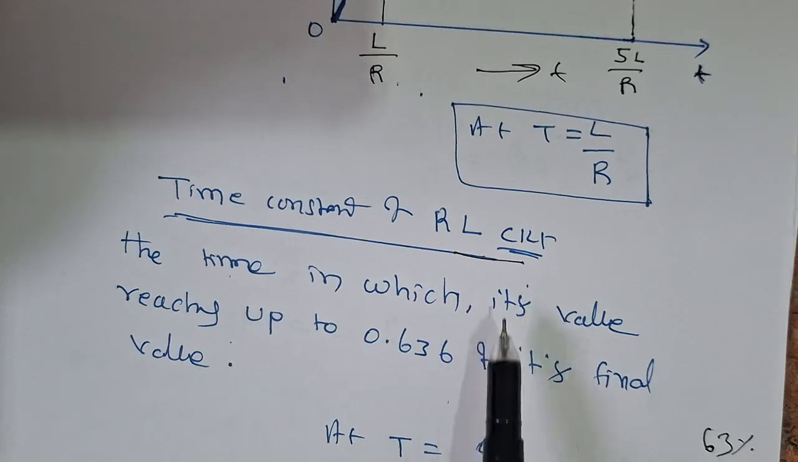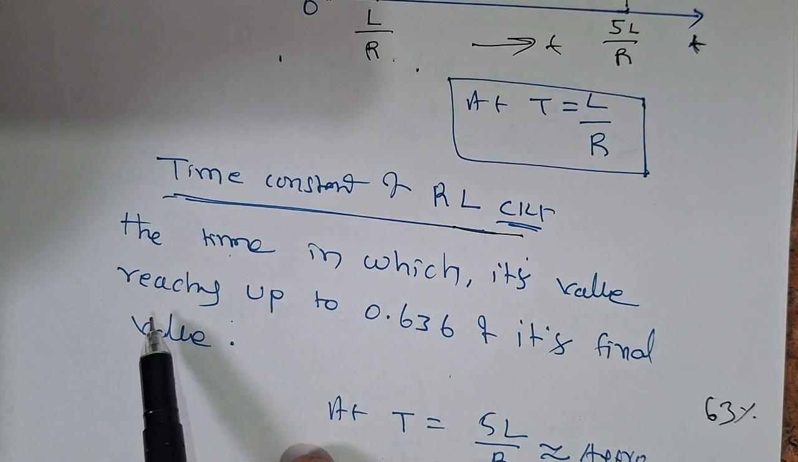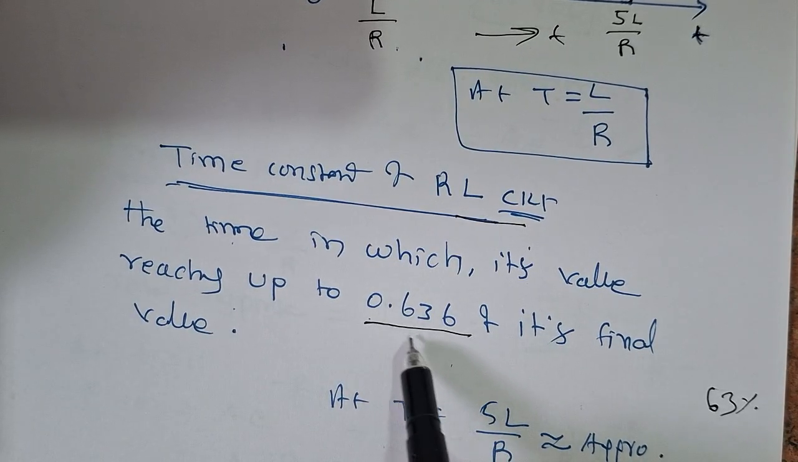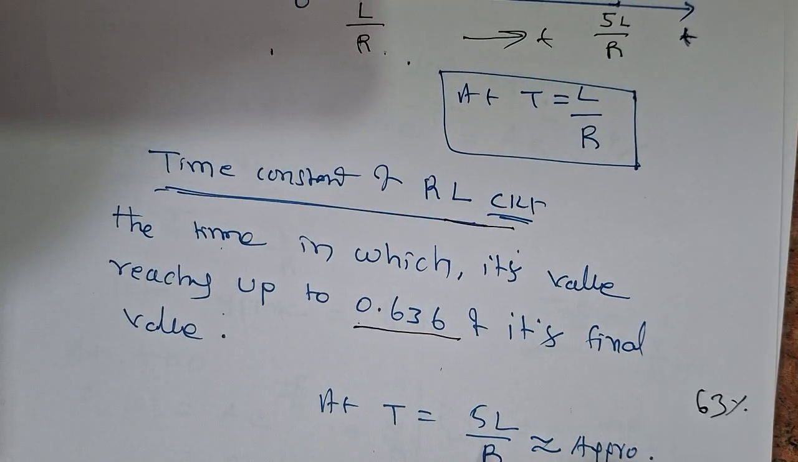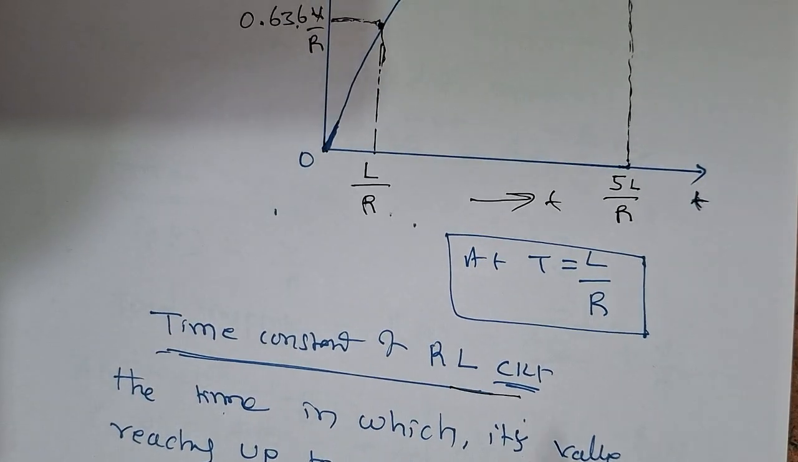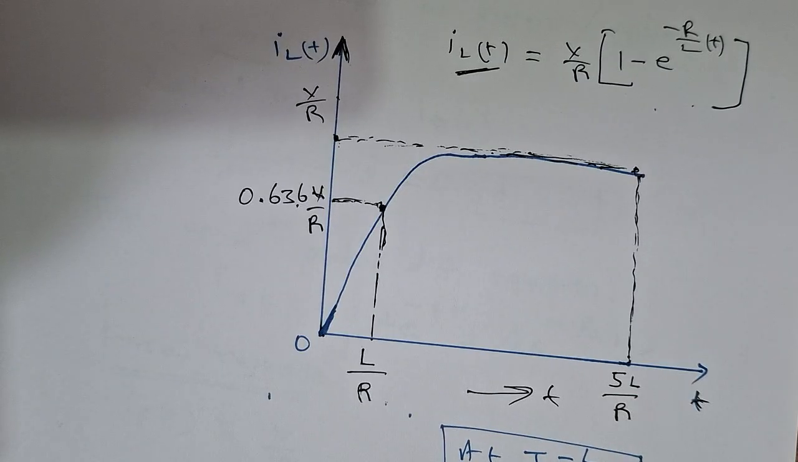Time constant of the RL circuit is equal to the time in which its value reaches up to 63 percentage, or 0.636, of its final value. This is called the time constant. And this is the time response, and you just have to derive the equation and draw this graph. This is enough for you, I think.